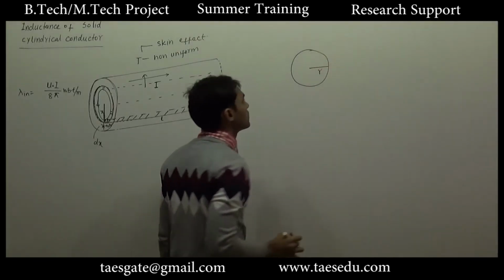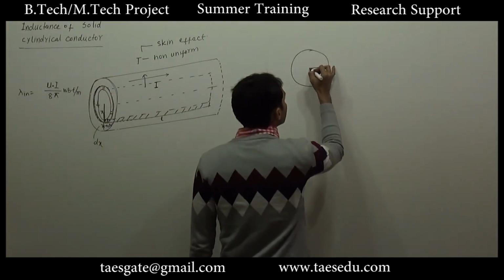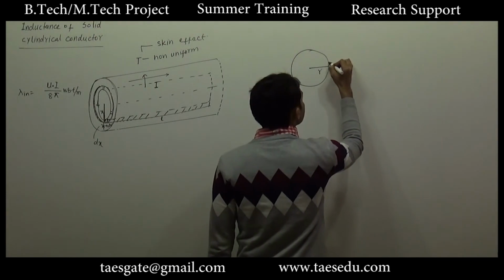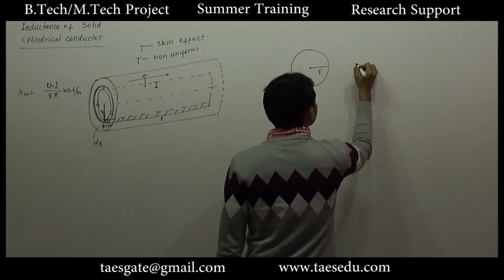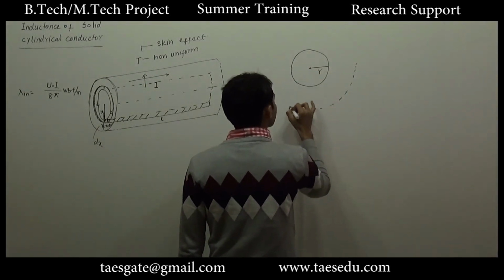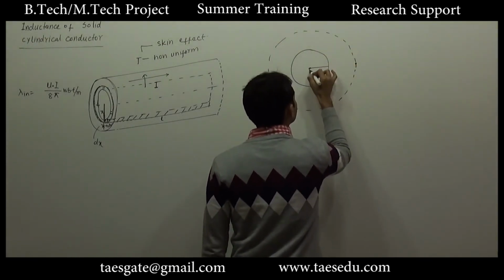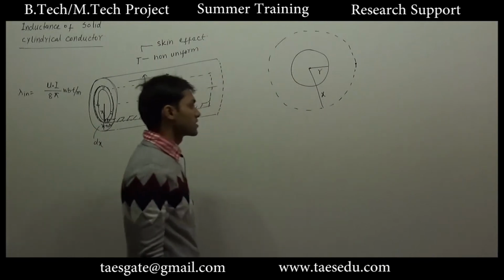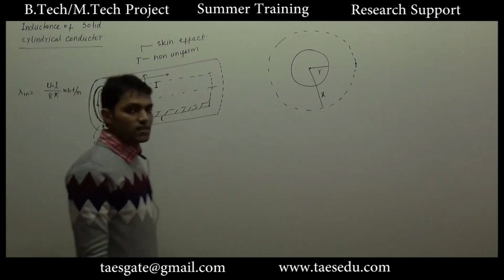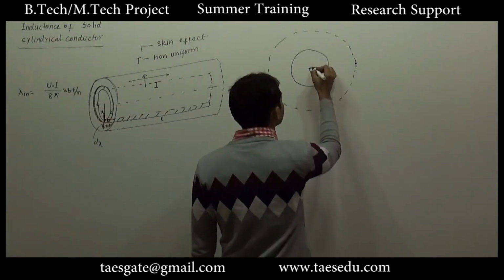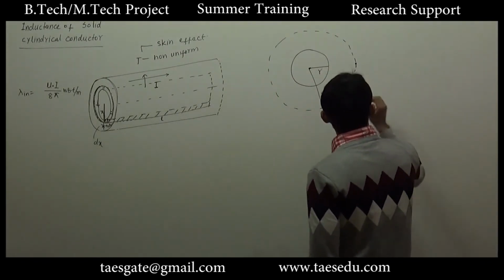For calculating the total flux outside the conductor, let us assume a distance x from the center of the cross section. The procedure will be the same. First calculate magnetic field intensity, then magnetic flux density, then flux, and then flux linkage. And in this case we will remain outside the conductor. So what will be H?